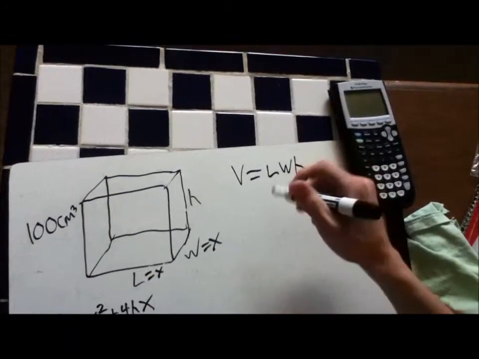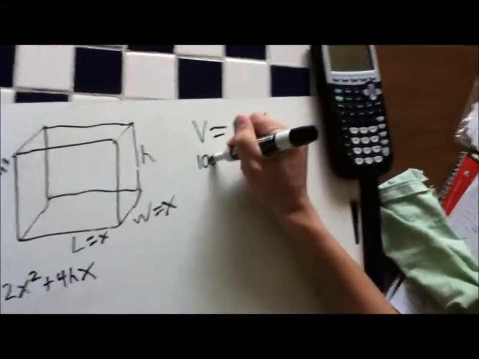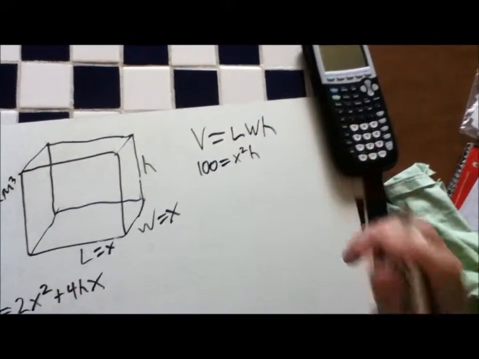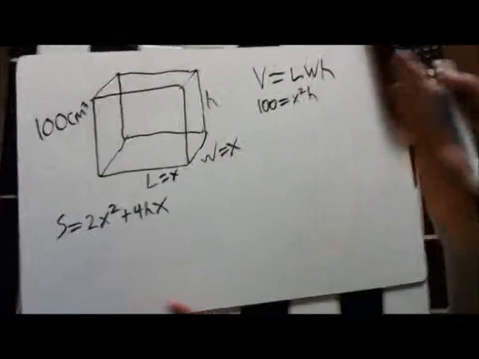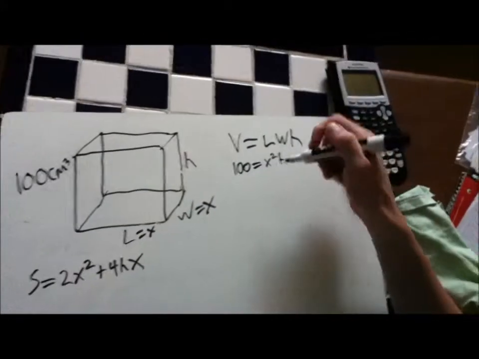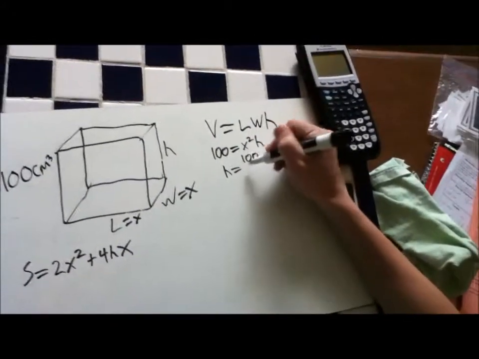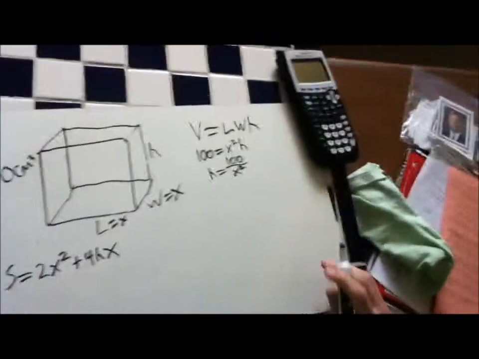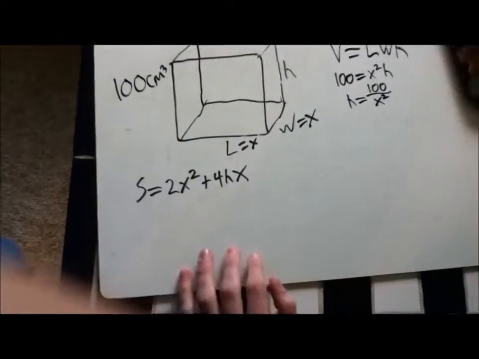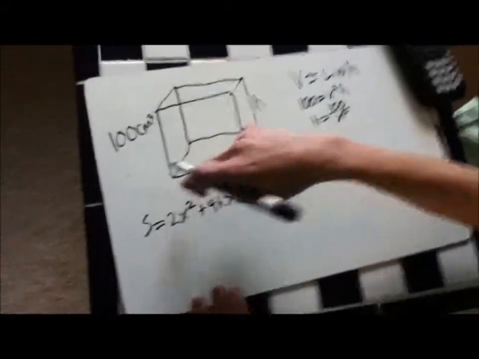Plugging into the volume equation, 100 equals x squared h. We are solving for h, so we can plug it into the surface area equation. So h equals 100 over x squared. Now, to get the surface area equation, you're trying to get the area of all the sides and then add them all up.